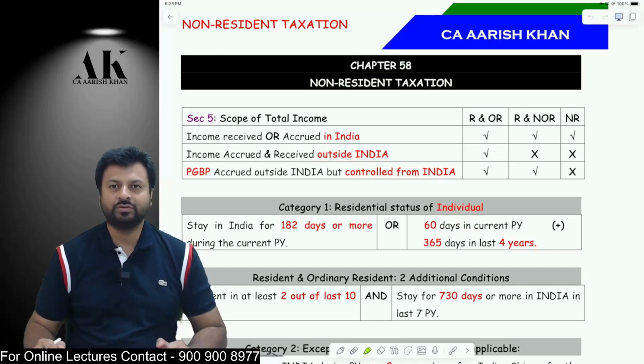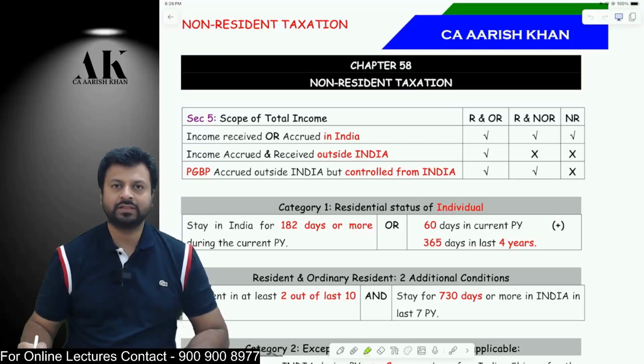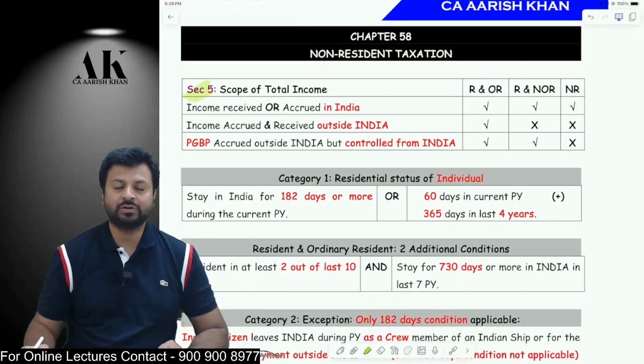So today we are going to revise the next chapter for your CA final, which is a very important topic, that is non-resident taxation in full English. Okay. So let us start with the discussion without wasting any further time. The very first thing that we need to see over here is section 5. What is the scope of total income which is chargeable to tax in India?